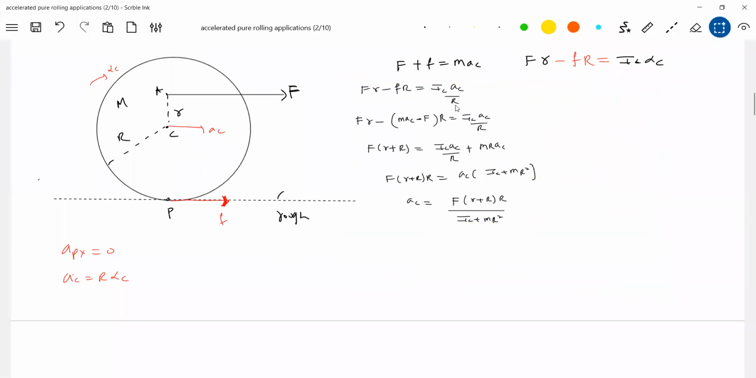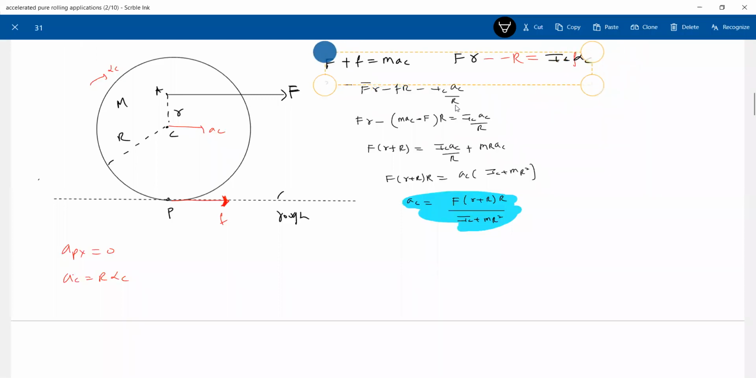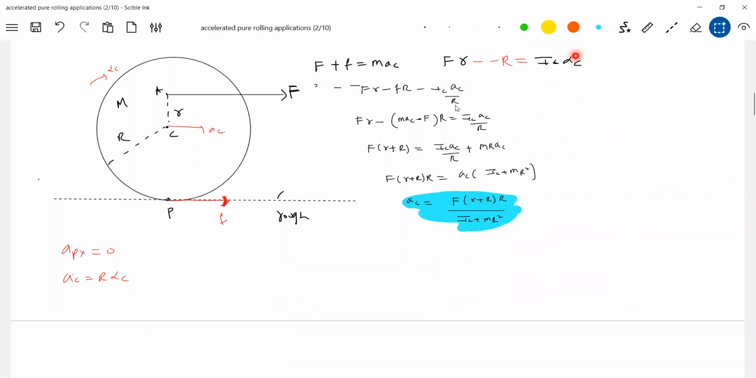We'll keep it. This is a formula which you need not remember, just have an idea. Acceleration of center of mass. After this, straight away, the value of AC, let me substitute in either this equation or this equation. I'll keep everything in order. Okay, let's proceed.